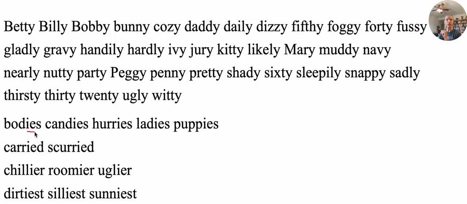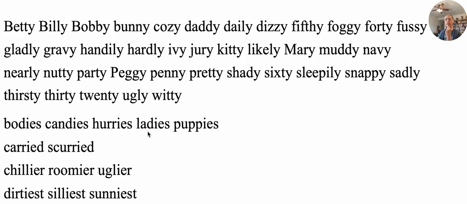Let's go quickly here. Here we have bodies. There were six people on the elevator. Bodies, six bodies. They're bodies. Candies. Oh, yummy, yummy. I don't know what's your favorite candy. Mine's anything. It's dark chocolate. Hurries. Mr. Potter hurries through these lessons.